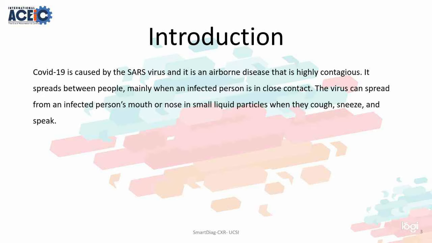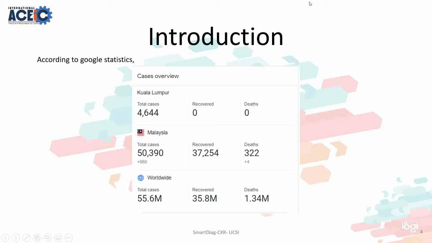Today, I'm going to talk about how our projects detect lung abnormality such as COVID and pneumonia, and how it can benefit the society. COVID-19 is caused by the SARS virus, and it is an airborne disease that is highly contagious. It spreads between people, mainly when an infected person is in close contact. The virus can spread from an infected person's mouth or nose in small liquid particles when they cough, sneeze, and speak. According to Google statistics, an estimated 55.6 million has been infected.